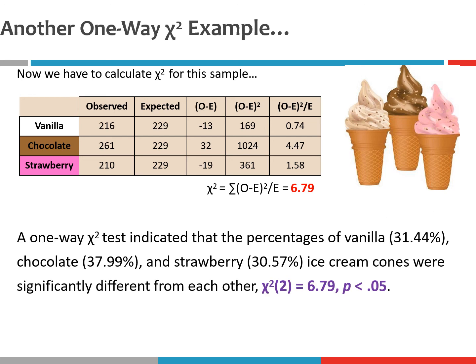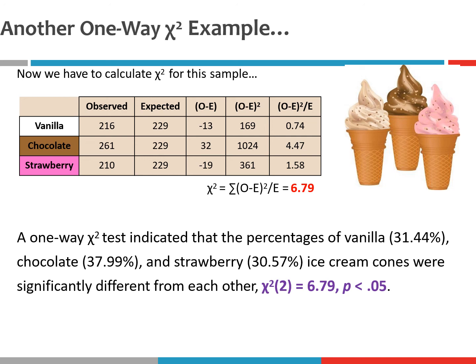Okay. And now we're ready to report our results in APA style. Okay. So again, a one-way chi-square test indicated that the percentages of vanilla, okay, chocolate, and strawberry ice cream cones were significantly different from each other.